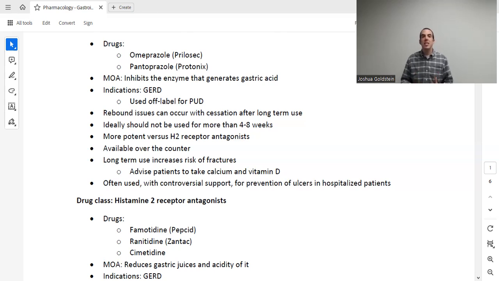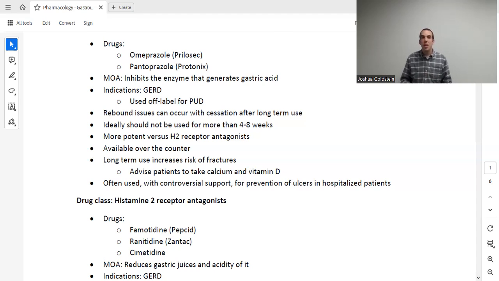As far as adverse effects, there's one big one that you would be expected to know, especially for test taking, is that it can increase your risk of fractures. And this is more so in high-risk populations. What am I talking about? Postmenopausal women. And in those cases, especially if they're taking it long-term, we definitely encourage them to supplement with calcium and vitamin D.